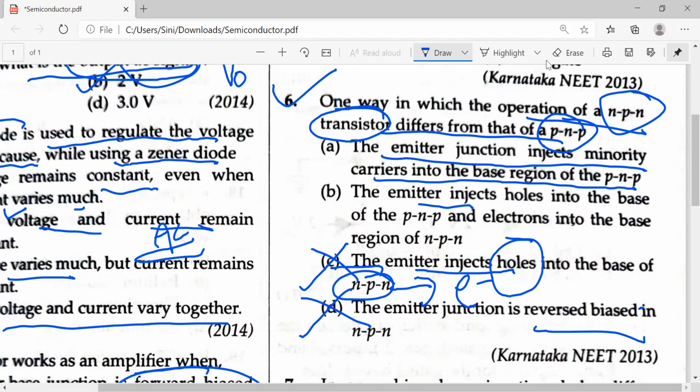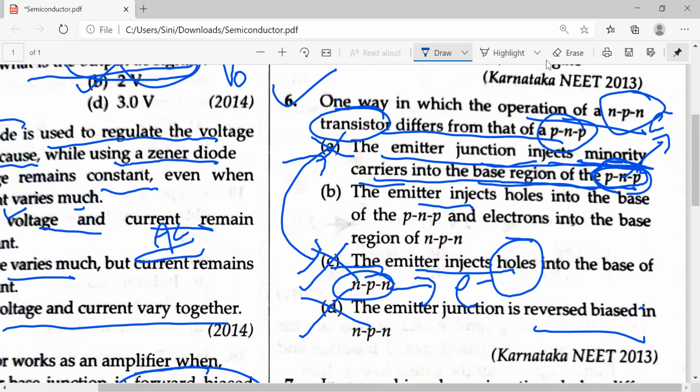I'll just see option A. Emitter junction injects minority carriers. Minority carriers of a PNP will be electrons. Again, this is the same as option C only, written in different words. So option A is also gone. Minority carriers of PNP will be electrons because N is the only one present here. Correct? There is only one N. So they're telling about electrons being injected into the base region of the PNP transistor, and that is wrong.